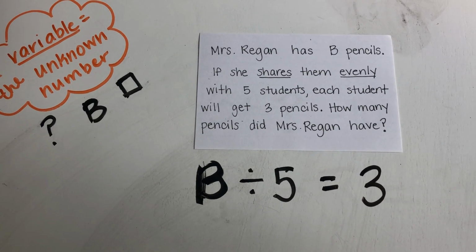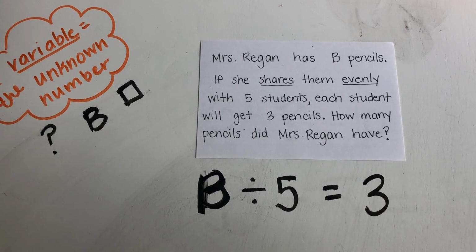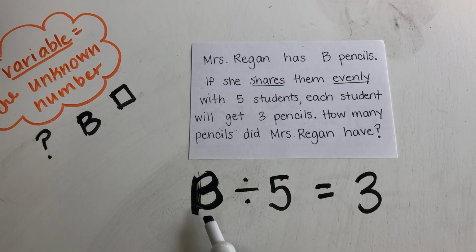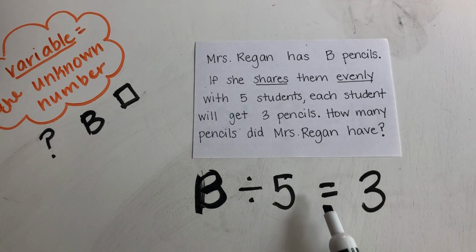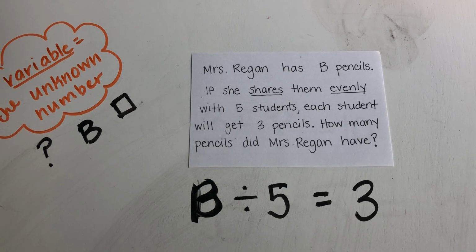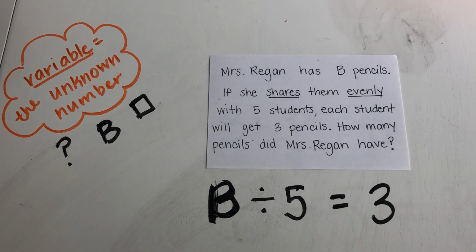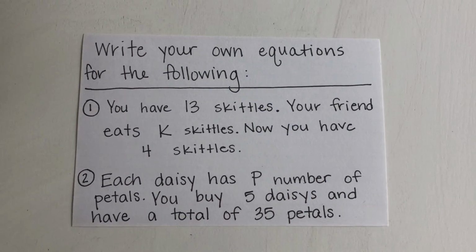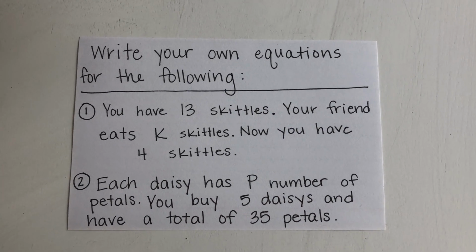How many pencils did Mrs. Regan have? I don't really need to know, but I do need to be able to write it using my variable. B divided by 5 equals 3. That is my equation. So now it's your turn to try it. Write your own equations for the following situations.